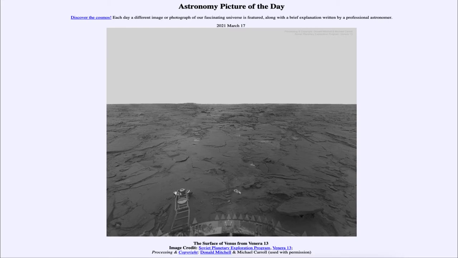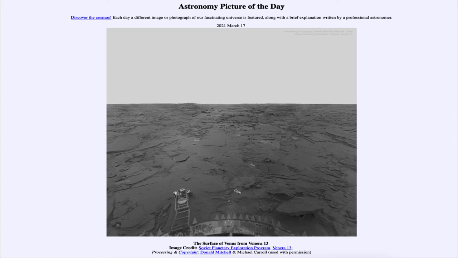Well, here's an image from March of 1982, when Venera 13 landed on the surface of Venus. And that was one of the few times we've actually had a direct look at the surface of this planet. And that is because there is a great layer of clouds that completely blocks it.